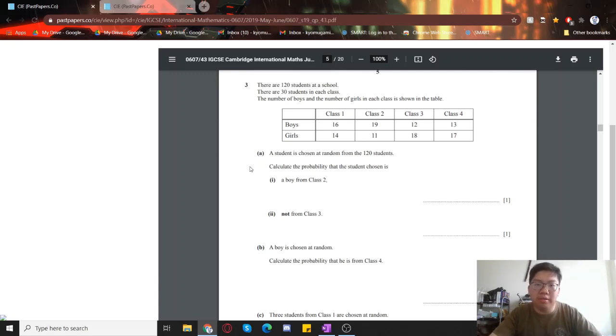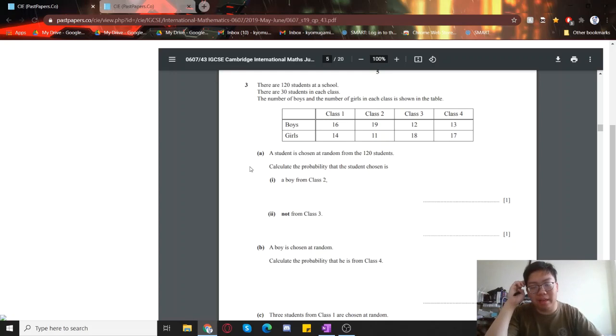There are 120 students at a school. Hard to believe, but okay, let's go with that. There are 30 students in each class. Okay. The number of boys and number of girls. Yeah. Okay.